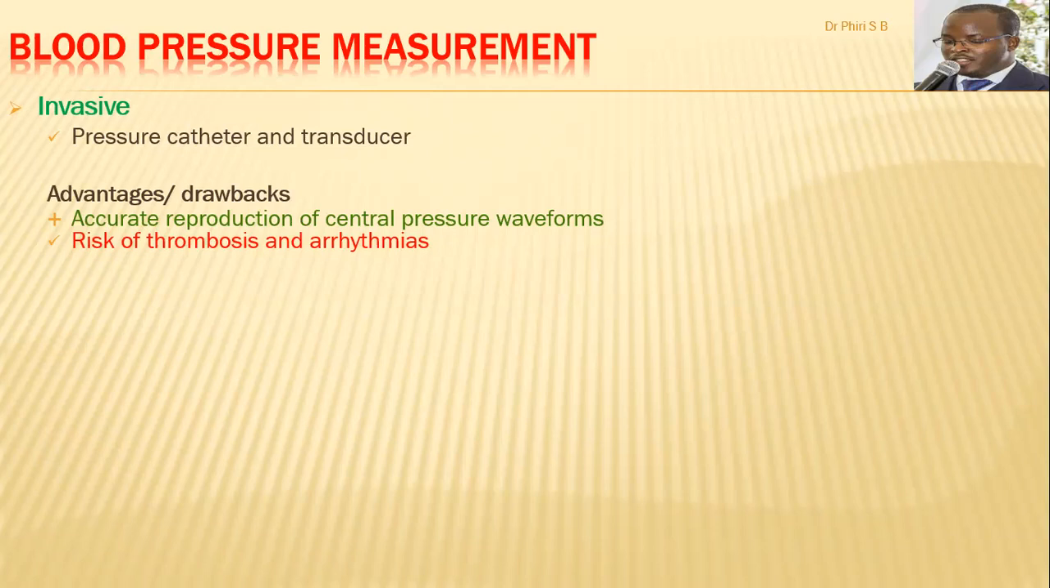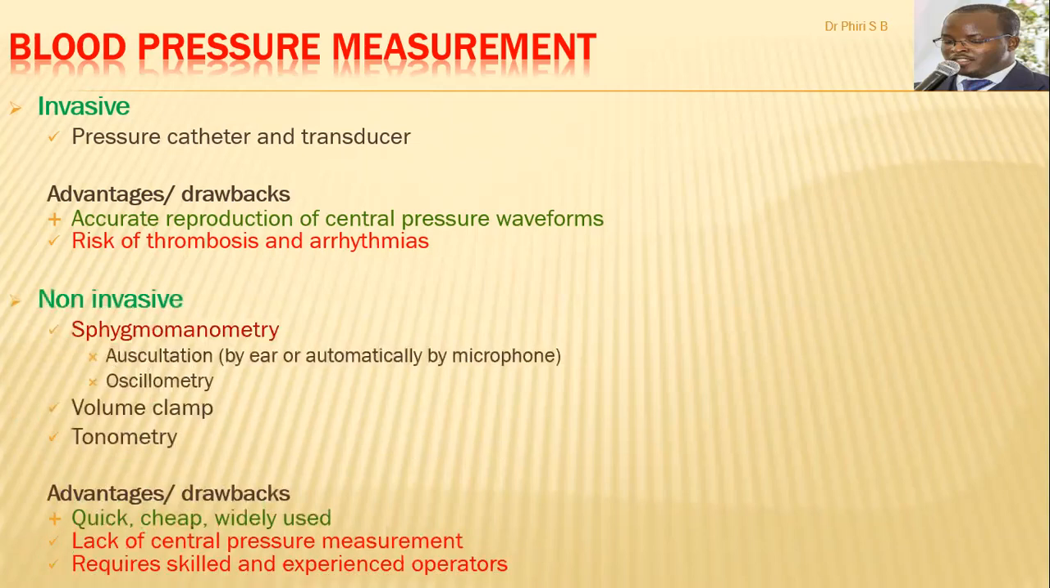Under normal circumstances, it's not used in hospitals to take blood pressure of patients because of the risk factor there. Mainly, it can result in thrombosis and also cardiac arrhythmias. You don't want arrhythmias, you don't want thrombosis, so it's not being used. In most cases, the invasive way of taking blood pressure is used in experiments or research. So if you want the accurate blood pressure, you can use the invasive. Under normal circumstances in hospitals, we normally use non-invasive methods.